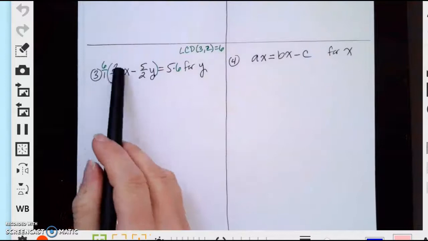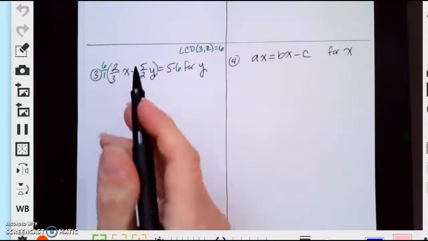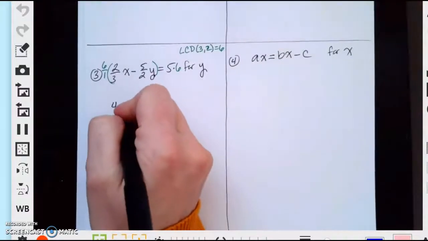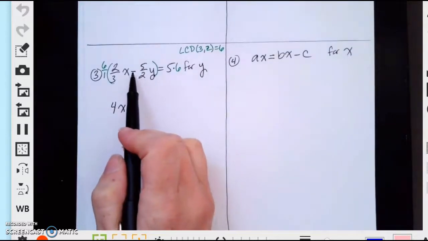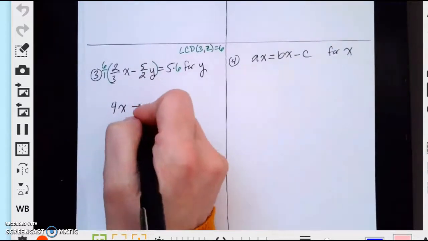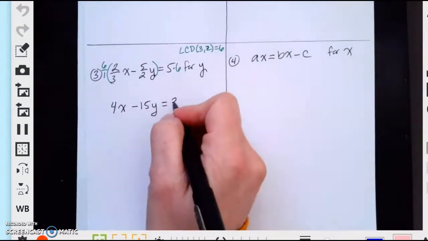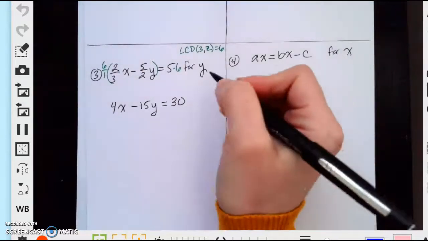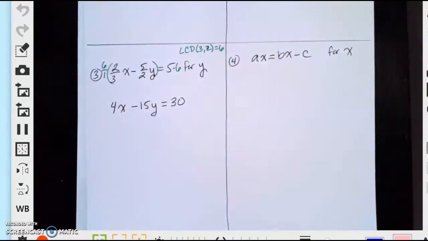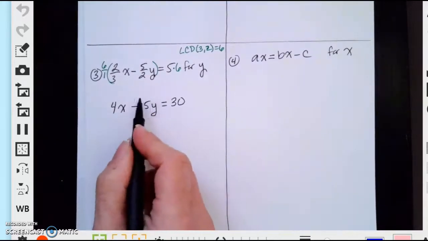Alright, so here I have 6 times 2 is 12, divided by 3 is 4, so this term becomes 4x. 6 times 5 is 30, divided by 2 is 15, so negative 15y, equals 5 times 6 is 30. Now all I did there was clear out fractions. Remember, we wanted to solve this equation for y.